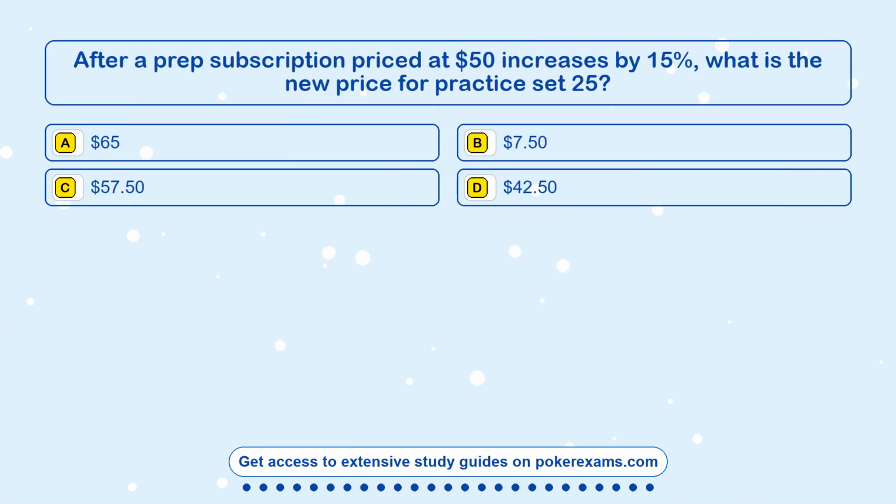Question 3. After a prep subscription priced at $50 increases by 15%, what is the new price for practice set 25? Option A $65. Option B $7.50. Option C $57.50. Option D $42.50.